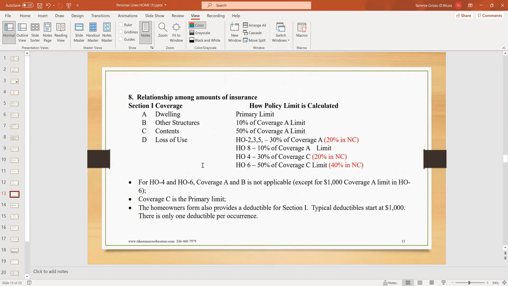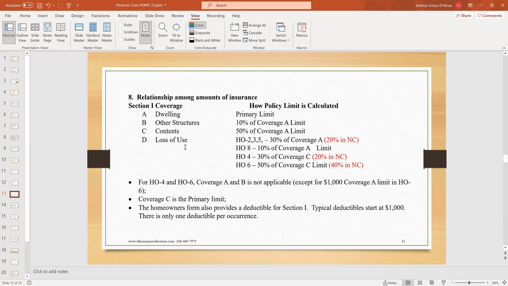Now, remember, I told you that we were going to talk about the different forms and the relationships among the forms. When it comes to a dwelling, this is going to be your primary limit, and they will give you on the state test what that limit is. And then your other structures will be automatically 10% of coverage A. Your contents will automatically be 50% of coverage A. And depending on what form you have, your loss of use. Now, remember, what is an example of loss of use? You've had that fire and you can't stay in your home while your home is being repaired. So you go and stay in a hotel.